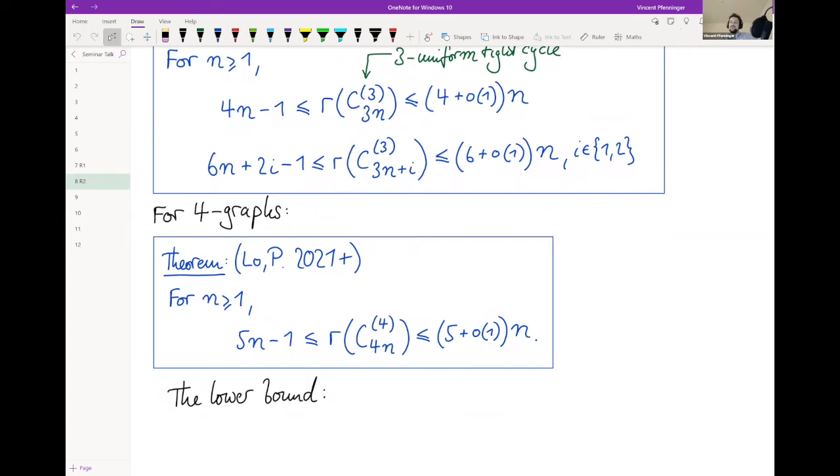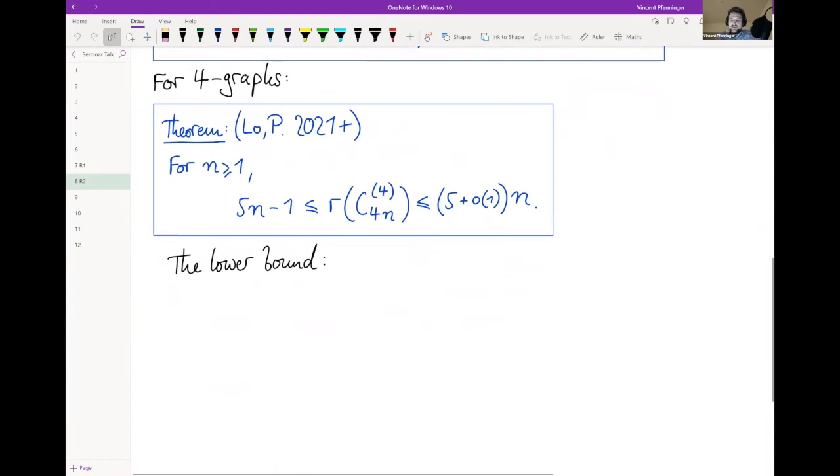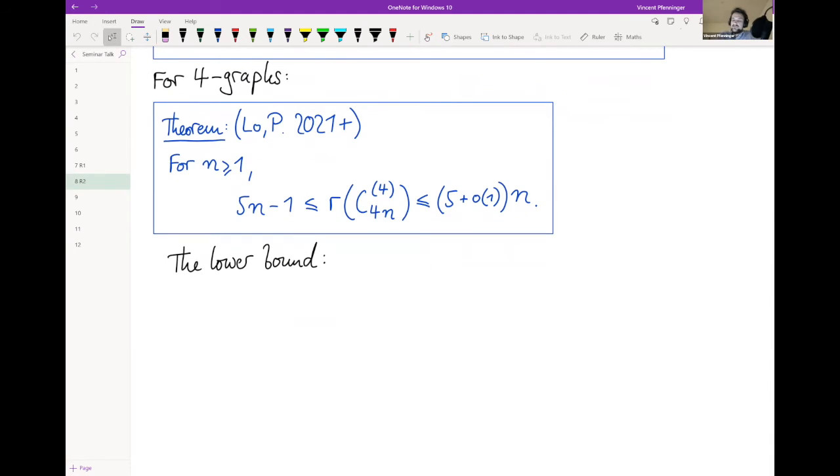Namely, we showed that the pattern continues, that if the length of the 4-uniform tight cycle is divisible by 4, then the Ramsey number is about 5/4 times the length of the cycle. Okay, and I'll explain quickly here why this is. The upper bound here is tight, so why do we have this lower bound of 5n minus 1?